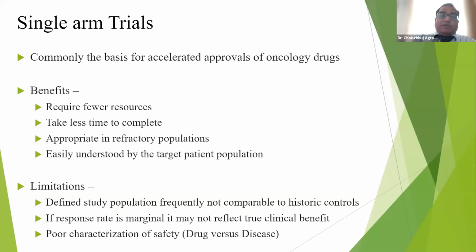But before that, I will just quickly touch upon single arm trials. These are commonly the basis of accelerated approval of oncology drugs, because we all know this term accelerated approval. A lot of drugs have got accelerated approval, like atezolizumab for metastatic triple negative breast cancer. So that was again accelerated approval.